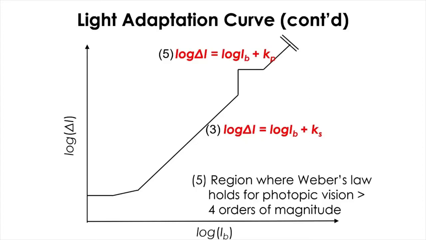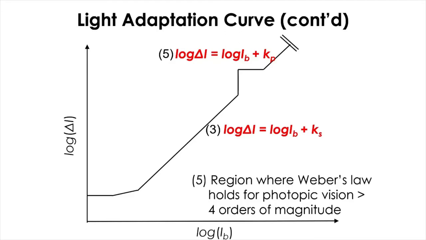Here we have different Weber's fractions. The K subscript S is the Weber's fraction for the scotopic system, and the K subscript P represents the Weber's fraction in the photopic system. Scientists found that Weber's fraction for rods is about 0.14, whereas it is 0.015 for cones. So what that means is this.